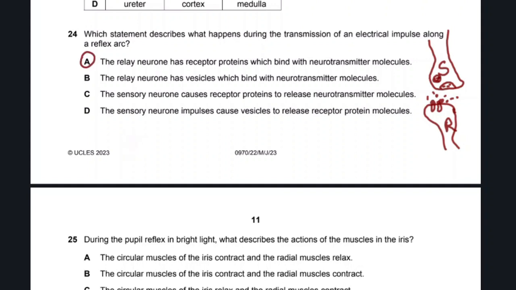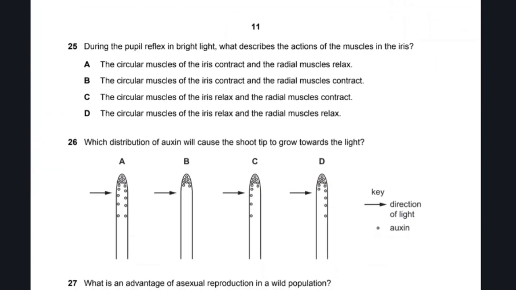Why is B wrong? The relay neuron has the vesicle which binds. Vesicles are not binding with the neurotransmitter. Option C says the sensory neuron causes receptor proteins to release. Receptor proteins never release neurotransmitter. The sensory neuron's impulse causes vesicles to release receptor. Vesicles release neurotransmitter. Vesicles never release receptor protein molecules. So A is the right answer.